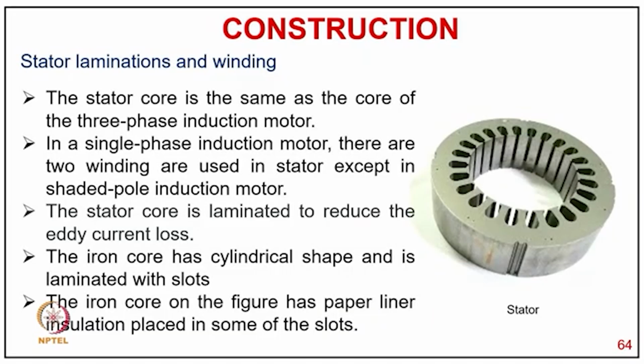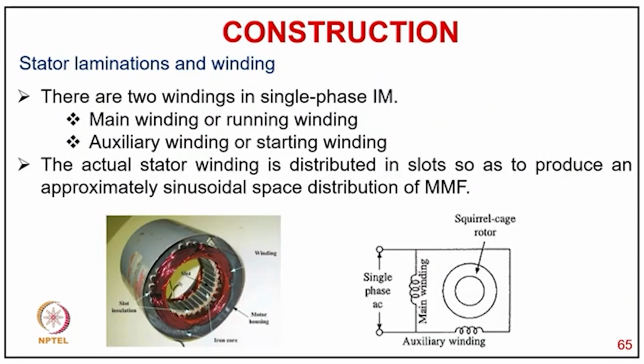So now coming to typical parts, like stator laminations with the winding, you can see how the lamination looks in the photograph. The stator core is same as the core of the three phase induction motor. In single phase motors, there are two windings used in the stator except the single pole induction motor. The stator core is laminated to reduce the eddy current losses. An iron core has a cylindrical shape and is lined with slots, and the iron core in the figure has copper liner insulation placed in some of the slots.